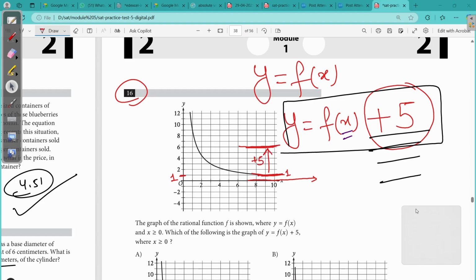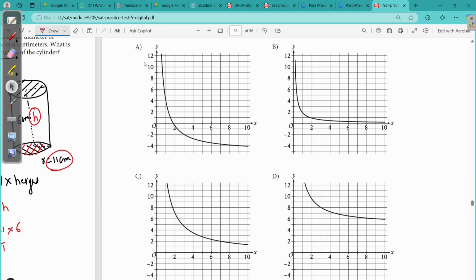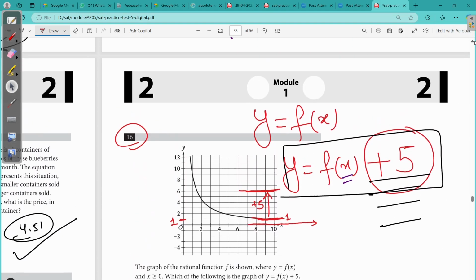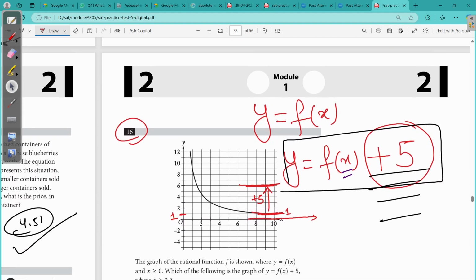So now just find this situation in your options. See, the first one cannot be the answer because it is going downward. No, this is not possible. It is increased, but not by 5 units. Yes, in D you can see it has increased by 5 units upward. So this should be out. Now, one more thing I want to discuss here.